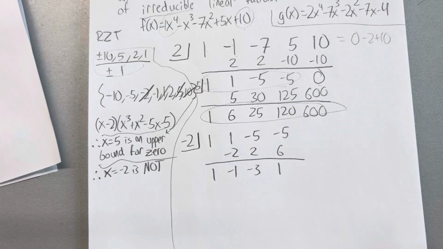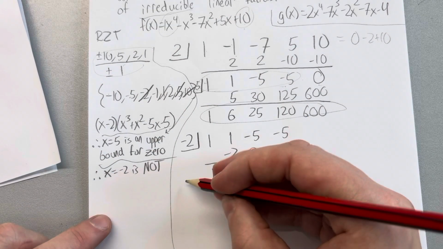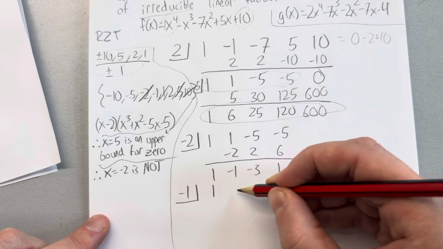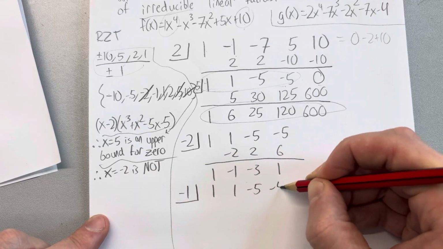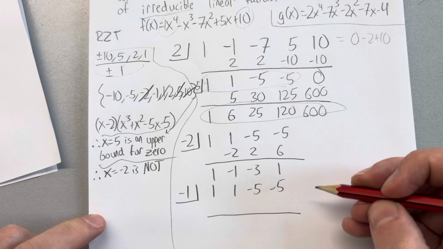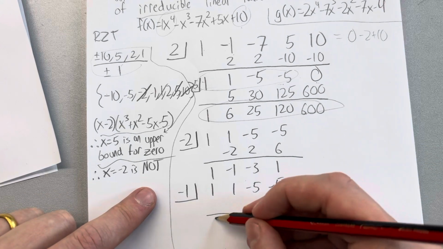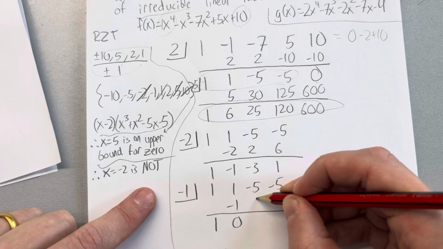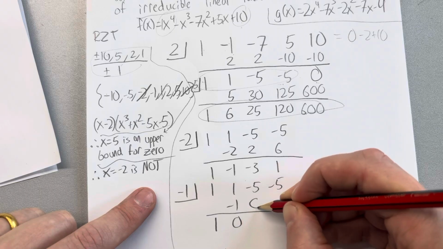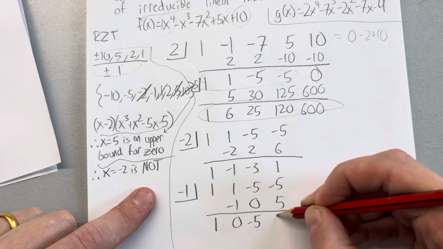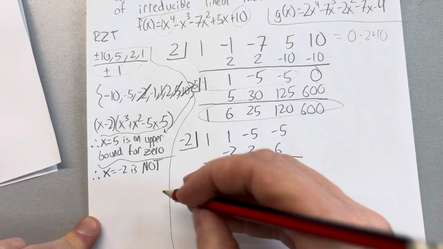Let's try something else. Well, let's try negative 1. So again, are you annoyed that it's a lot of guess and check? Maybe, but that's the way it is. So negative 1. Oh, negative 1 works. Good.